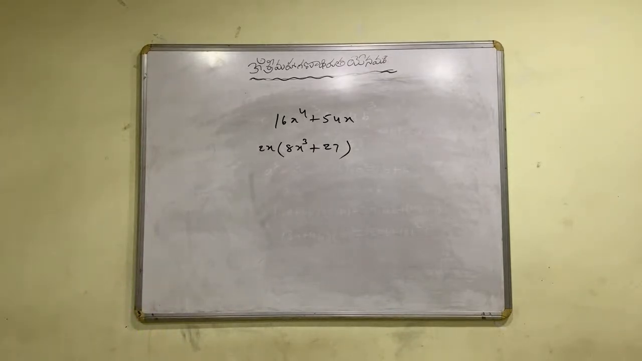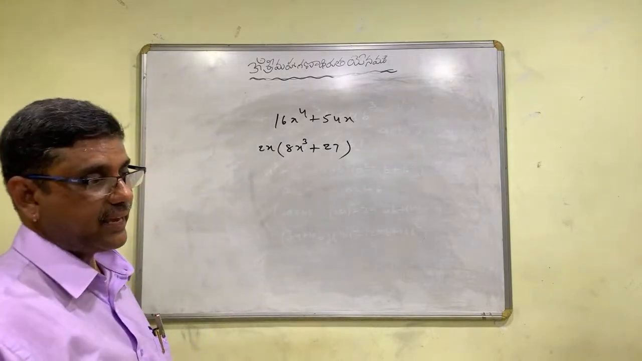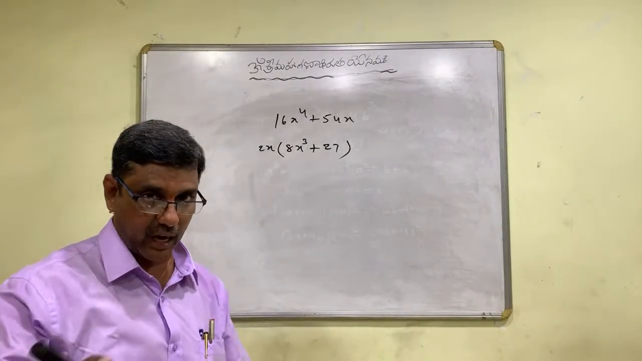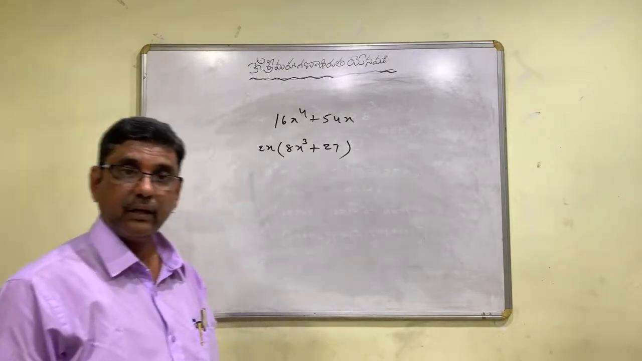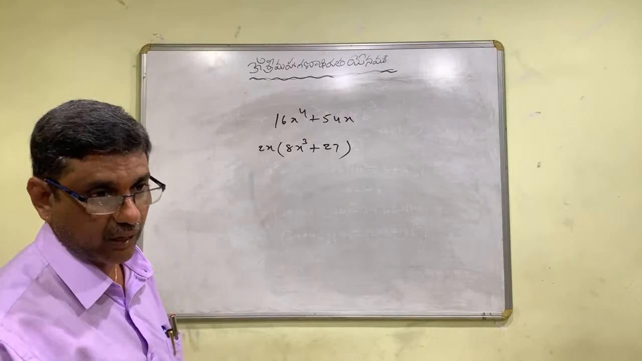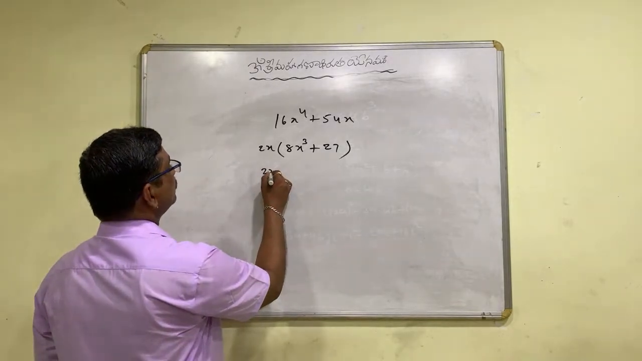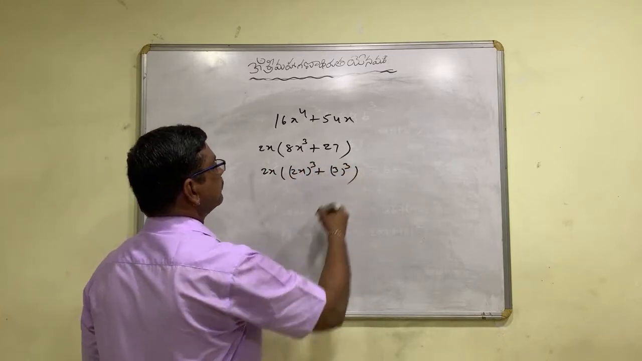Now see the terms which are in the bracket: 8x cube plus 27. Yes, they are perfect cubes. So when doing these problems, how should our thinking be? Something should be taken common, and the remaining two terms should be perfect cubes. That should be the idea. Okay? So this is nothing but 2x whole cube and this is nothing but 3 cube.